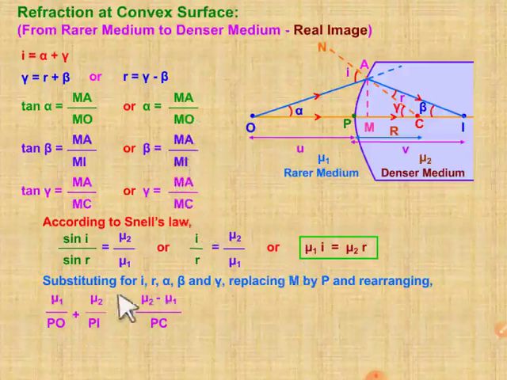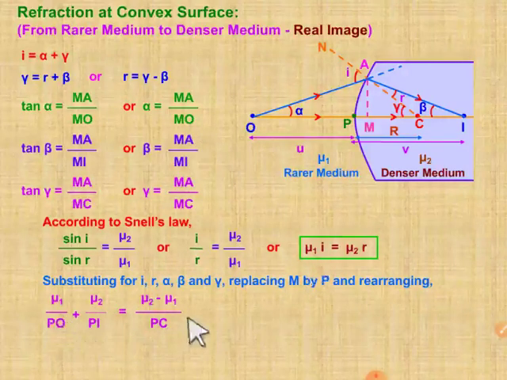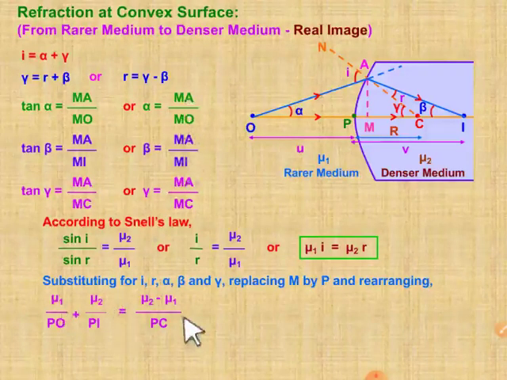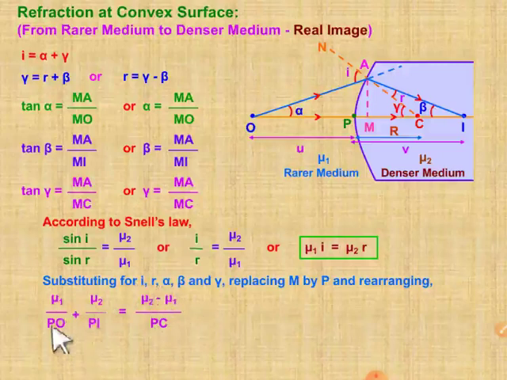After substituting those values and rearranging, it will come up like this. Mu1 by i, where i is alpha plus gamma. Alpha is MA by PO, right? From here MA can be removed, because in all the terms in the numerator MA is there, so you can cancel it and you will get it like this.